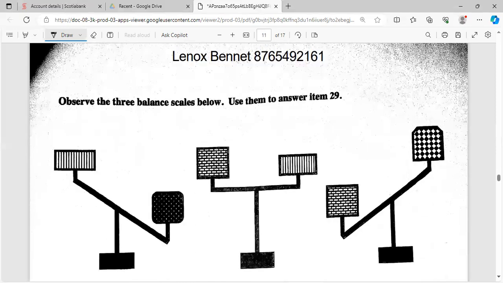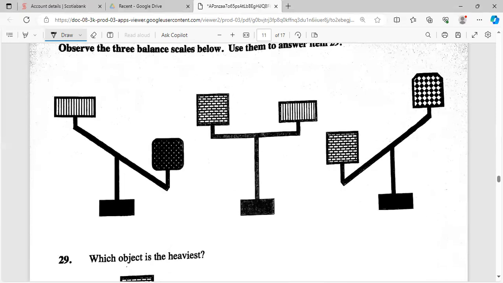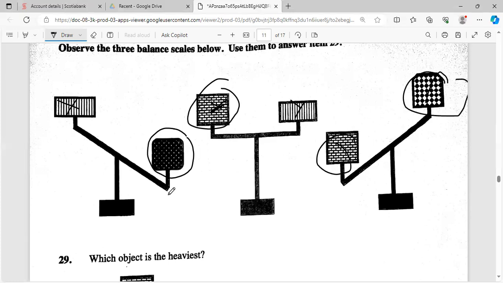Alright. It says observe the 3 balance scales below. Use them to answer item 29. And they say which one is the heaviest. Alright, so boom. You can see that this one is heavier because it's pulling down that. This and this are equal, so it can be this, can be that. These are equal, but this is heavier. And this one is even lighter than anything else. This is the lightest one, because this is carrying it down. So that means the black one. Black is always the strongest and the heaviest.